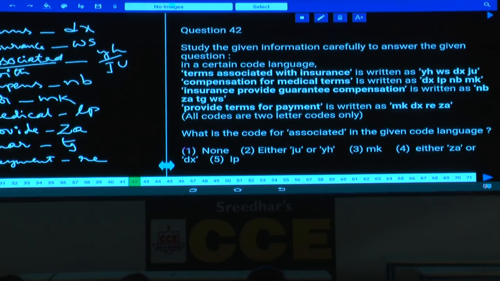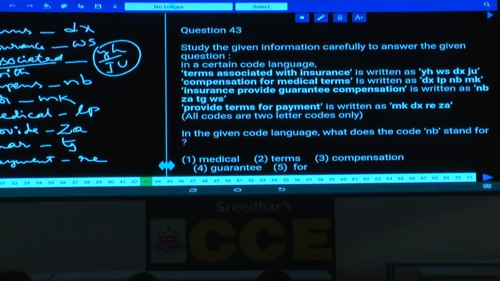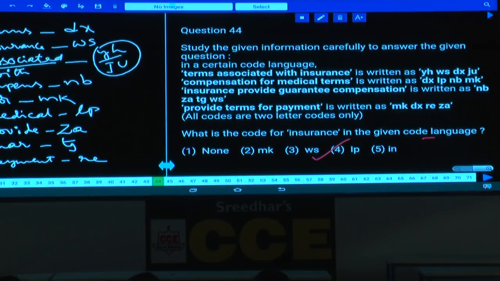Then what is the code for the word associated? Yes, tell me what is the code here? The code to the word associated could be either YH or JU. That is choice 2. Then question number 43. In the given code language, what does the code NB stand for? NB stands for compensation, that is choice 3. Then question number 44, what is the code for insurance? Yes, tell me what is the code to the word insurance here? WS, WS, that is given in choice 3.